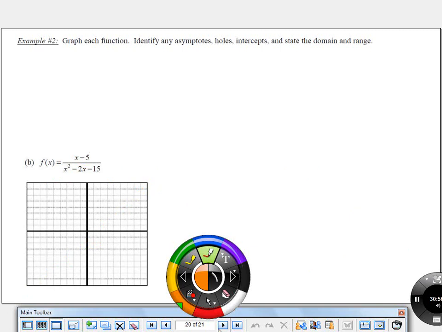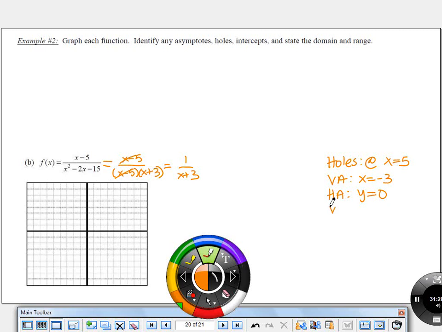All right, next one. So we have x minus 5, x minus 5 times x plus 3. These cancel, and we have 1 over x plus 3. Okay. So again, we just identified a hole or a removable discontinuity whenever x is equal to 5. The vertical asymptote is going to be at x equals -3 because that's when the denominator would equal 0. The horizontal asymptote is at y equals 0 because the degree of the numerator is higher. And then there is no oblique asymptote.